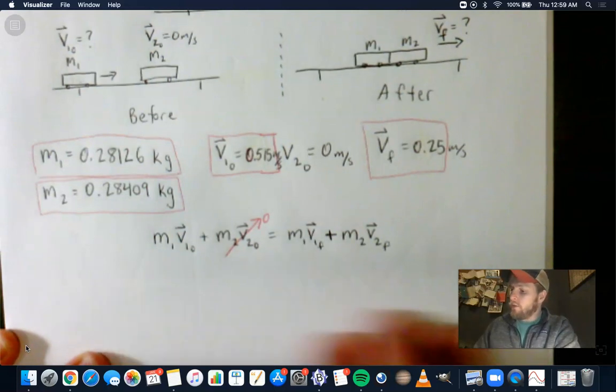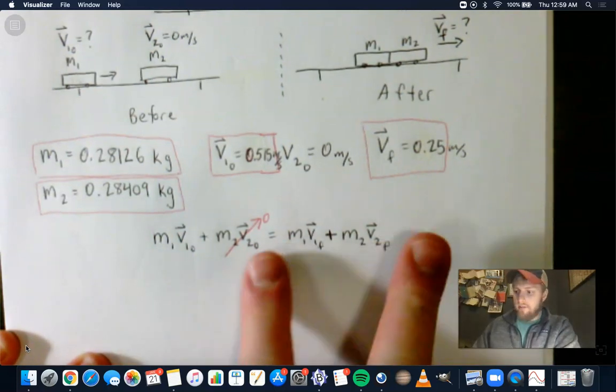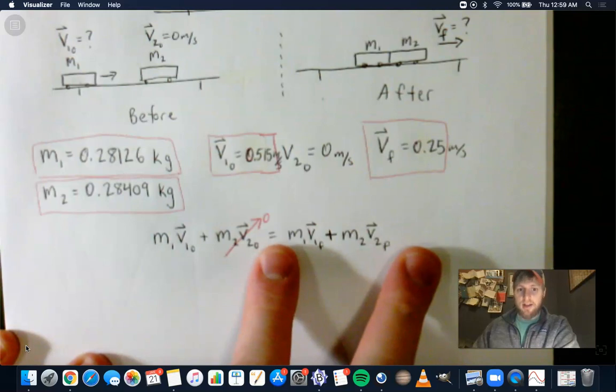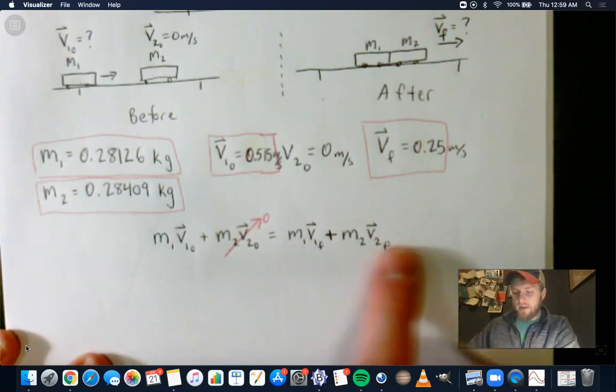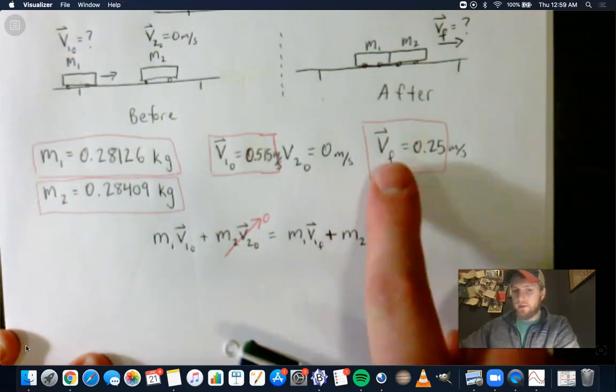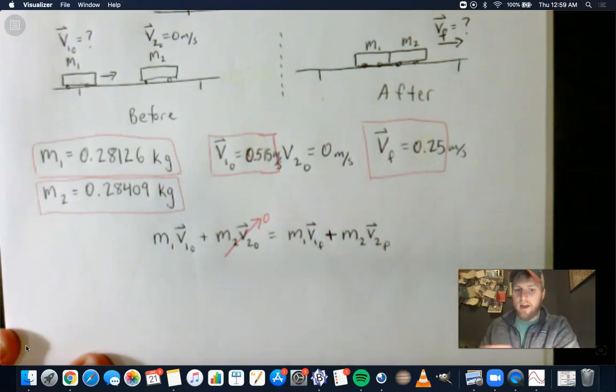I'm going to rewrite it in just a moment, but I also want to combine these two masses. They're actually stuck together. So since they have a shared velocity, I can replace both velocities with just v final, and then I can factor out one of the m's. I'll show you what that looks like now.